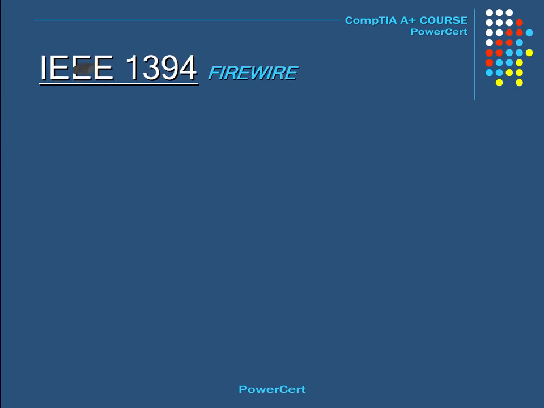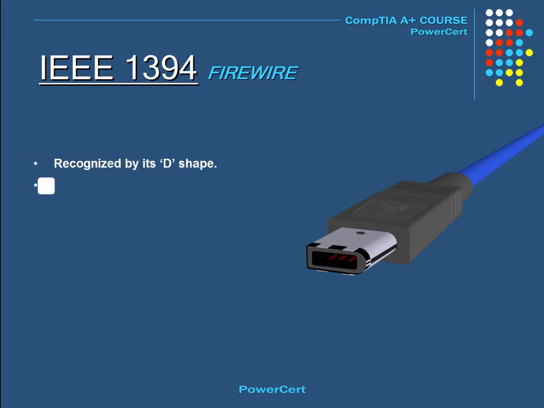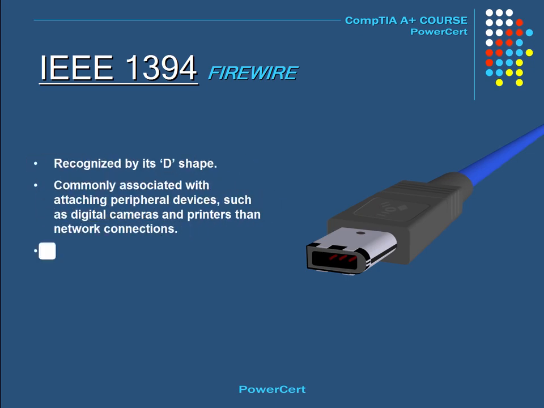This is the IEEE 1394 connector, and this is also known as Firewire. Firewire is recognized by its D shape. This type of connection is becoming more popular on desktops and laptops, and is commonly associated with attaching peripheral devices such as digital cameras and printers rather than being used as network connections. These are also found on many types of video and multimedia devices.